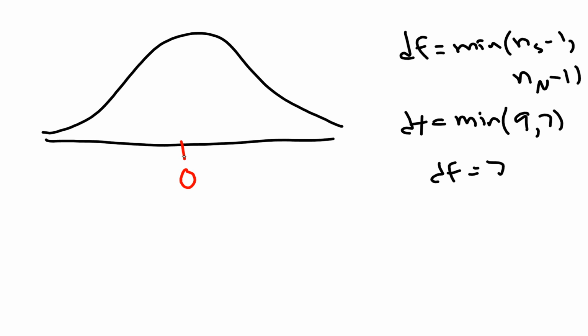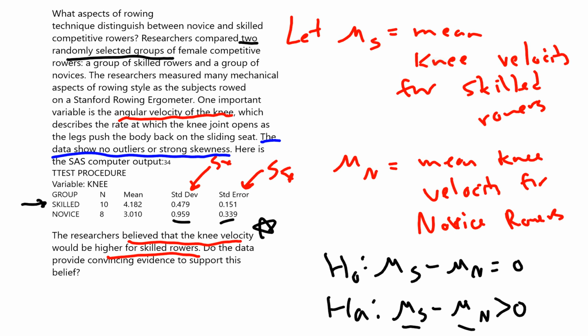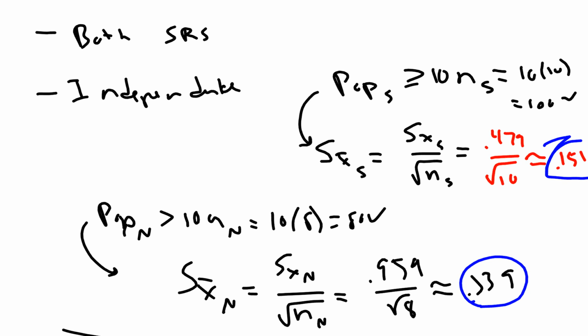The one thing we didn't do yet, we need a standard deviation. And if we go back, you would notice we have two of them. We have a 0.339 and a 0.151, but that's not what we really want. We're interested in the variable, the mean of the skilled rowers minus the mean of the novice rowers. So what that means is that our standard deviation for the difference in these two variables we get by adding the variances and taking the square root, provided the two things are independent.